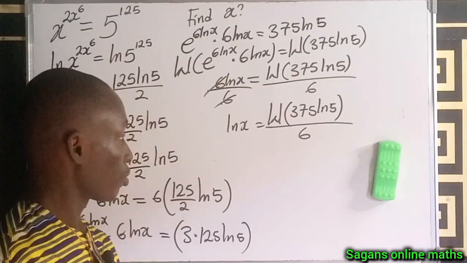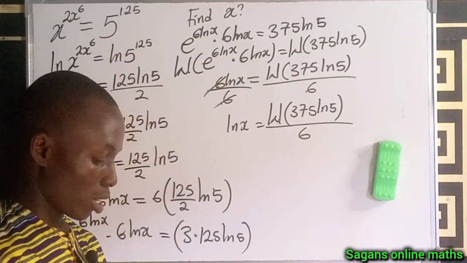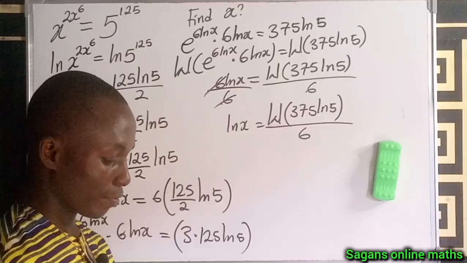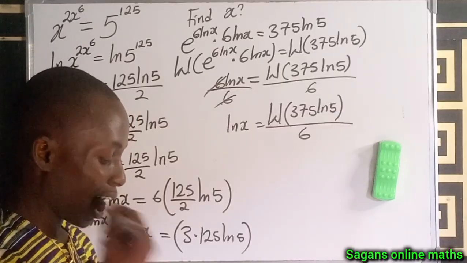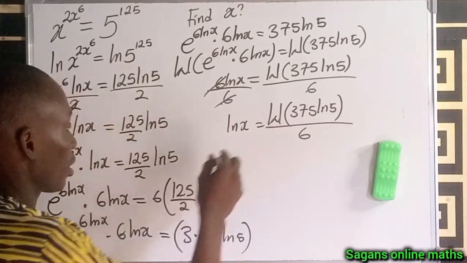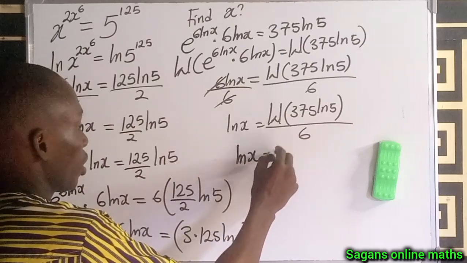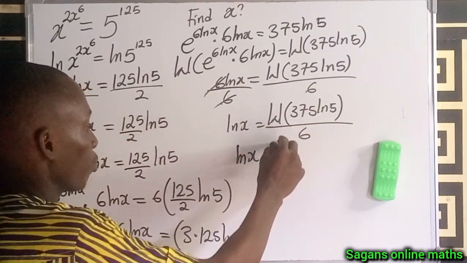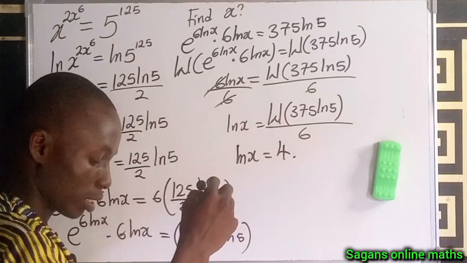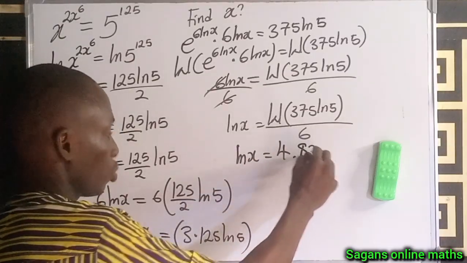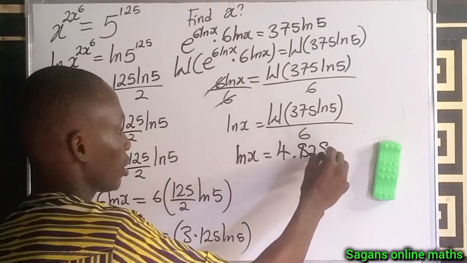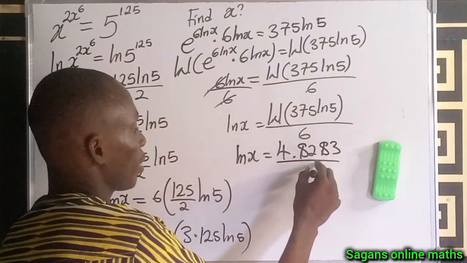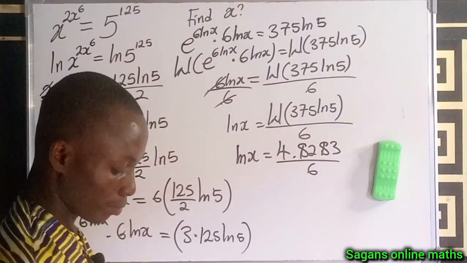Okay, let me check the lambda W function of this. What did I have? Okay, I've seen it. That means our ln x is equal to what? The lambda derivative function of the numerator gives us 4.8283, divided by 6. Okay, I'm good.